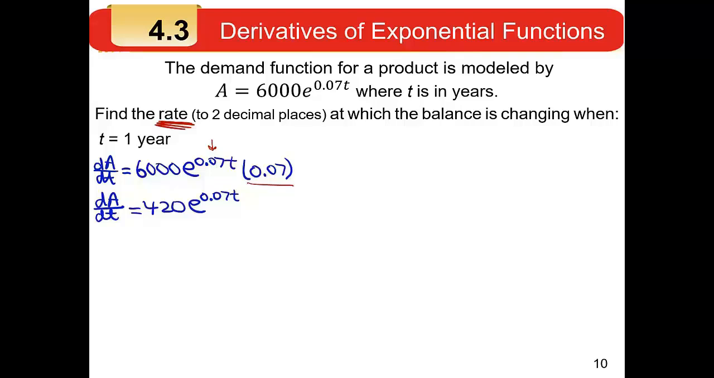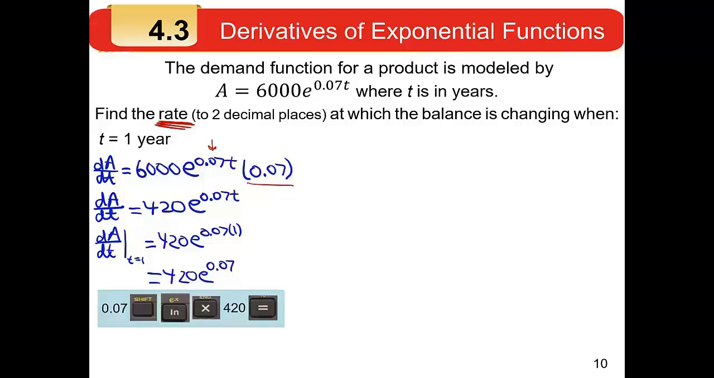They want to know the rate at 1 year, so you just plug a 1 in. Everywhere there's a t, there happens to just be 1 t. So you end up with 420 e to the 0.07. Again, this is the skill I've asked you to practice over and over again. I hope you're doing that.